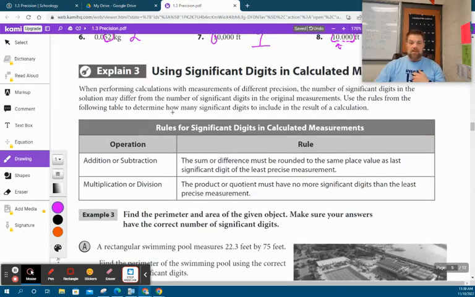In example number 3, it says, when performing calculations with measurements of different precision, the number of significant digits in the solution may differ from the number of significant digits in the original measurements. Use the rules for the following table to determine how many significant figures to include in the result of each calculation. I'm going to teach what the book teaches, and then we'll talk about what Mr. Adams thinks is acceptable. This is always controversial.